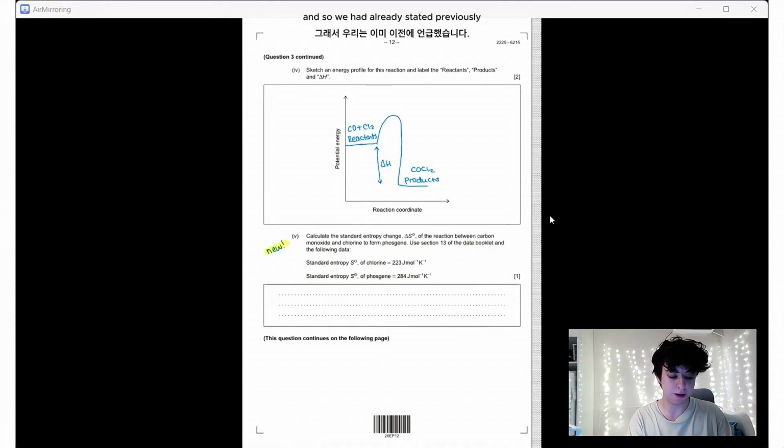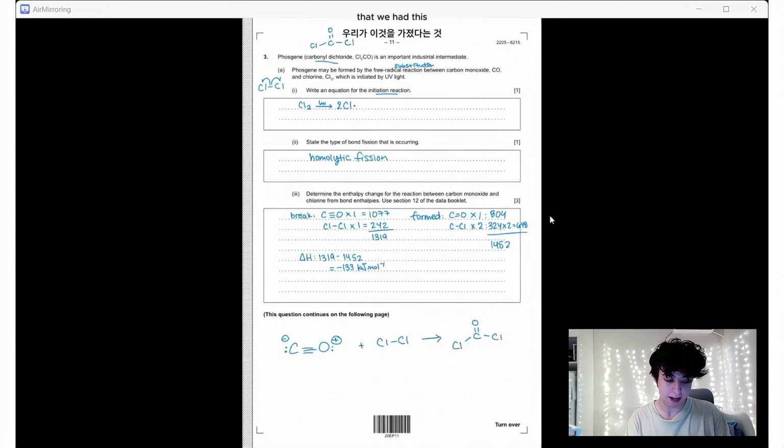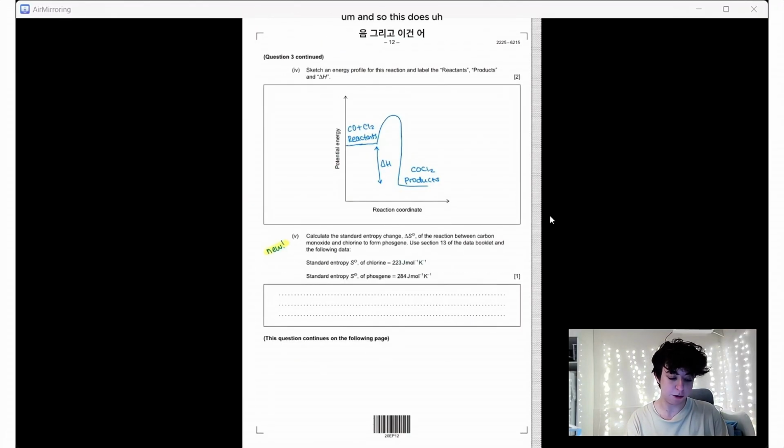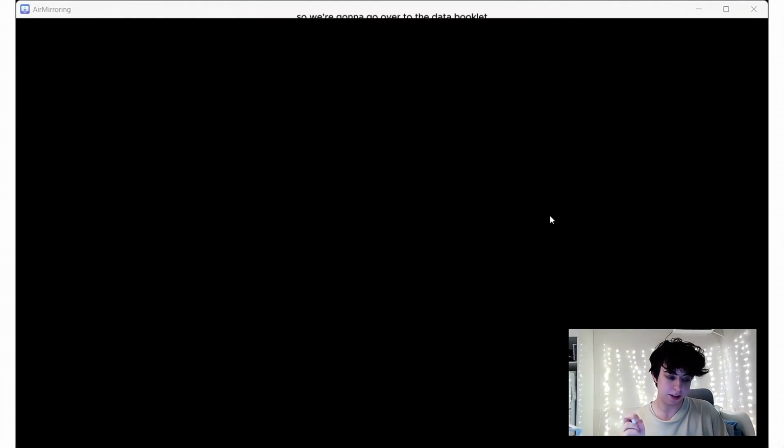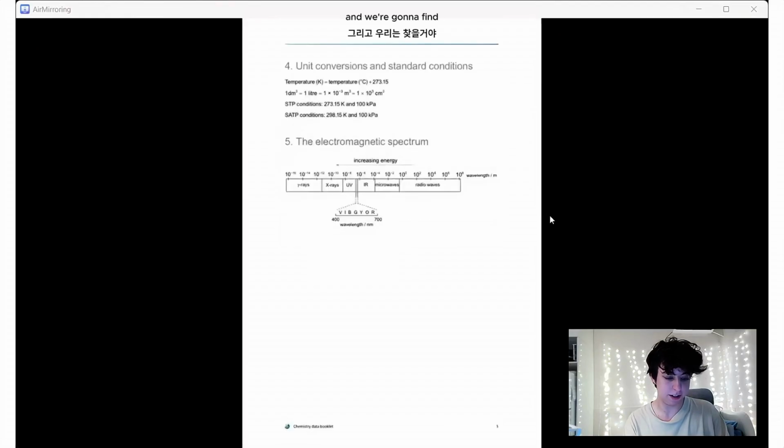We had already stated previously that we had this equation of carbon monoxide and chlorine forming phosgene. Everything's in a 1-to-1 ratio because it's all balanced. This does require us to look at the data booklet to find the standard entropy, because it gives us the chlorine and phosgene, so we just need to find carbon monoxide. So we're going to go over to the data booklet.